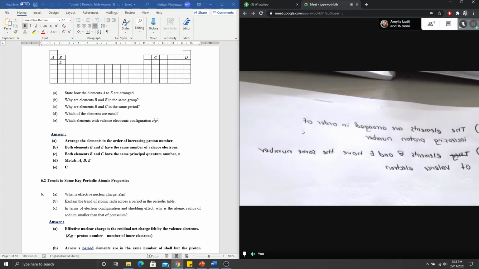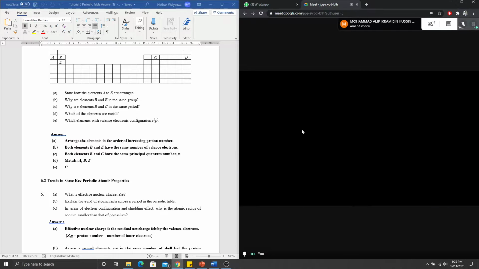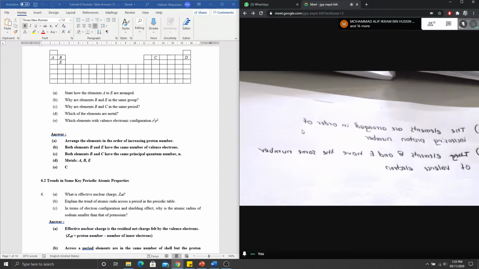Okay, that's why I said this topic you guys really have to buat ayat. Ibarat this is not chemistry anymore, this is English. You guys tengah nak buat essay. Okay, elements B and E have the same number of valence electron. While you can just say macam same number of valence electron. Okay, because you don't want to risk it of losing marks kan, even though you answer it betul. Okay, kalau same group have the same number of valence electron.